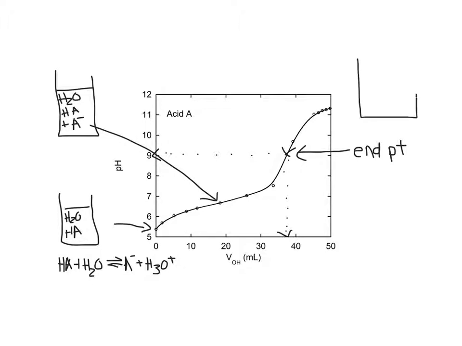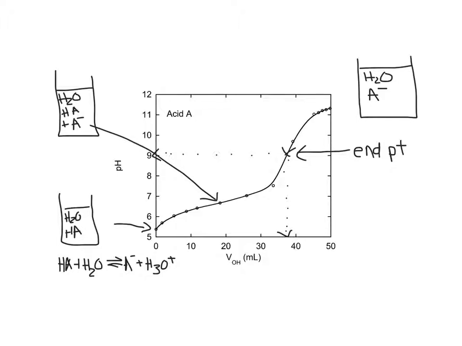At the endpoint, we have, of course, water. We always have water. That's our solvent. And then we've used up all the HA and we've made A minus. So at this point we have water and mostly A minus in our beaker.